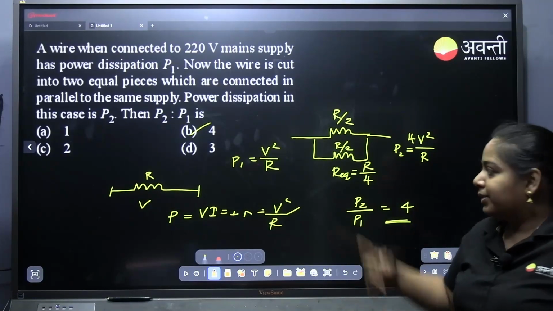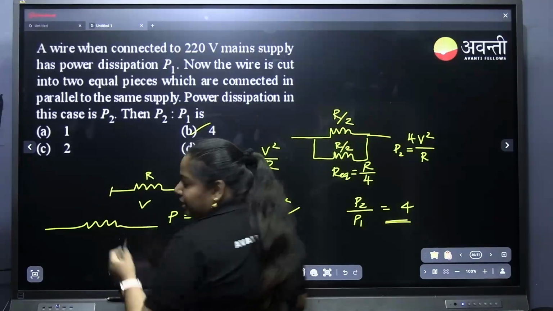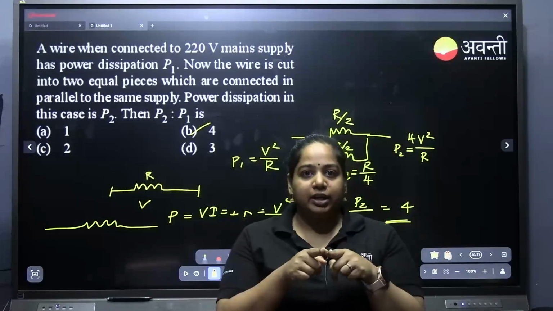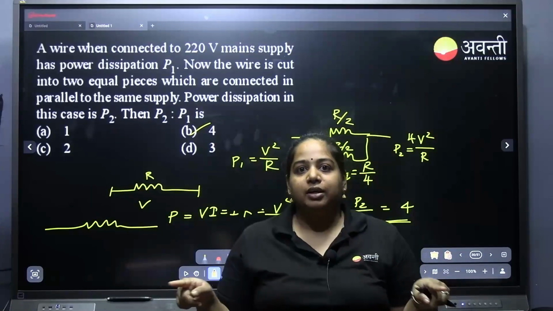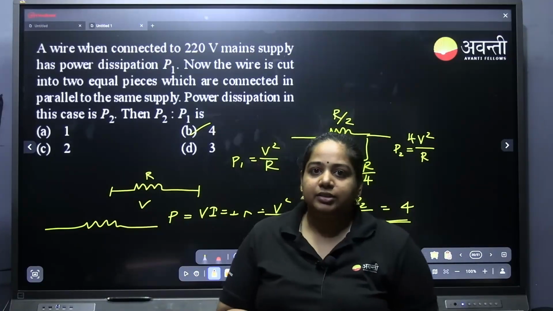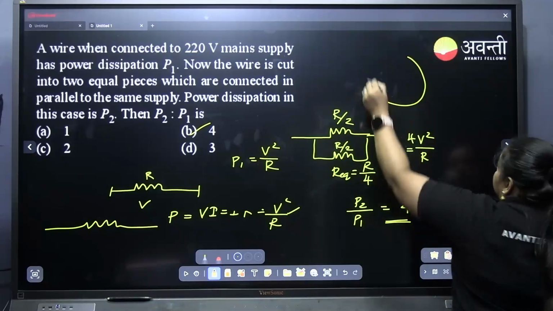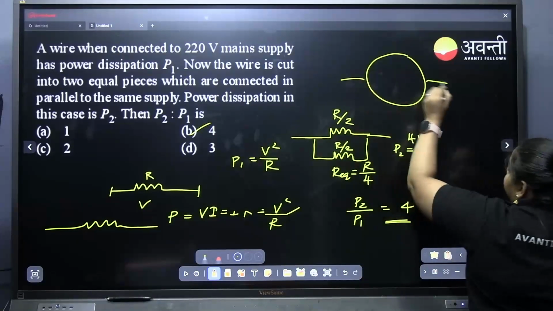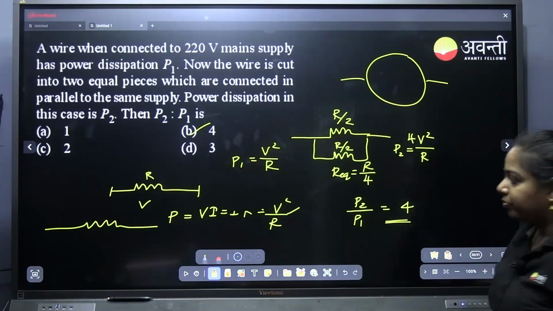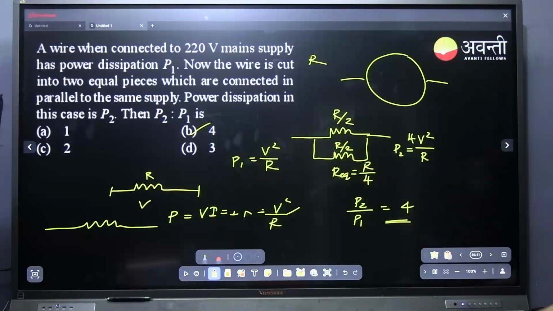Okay, a similar type of question I have seen. One wire is there, we make it into a circle. Then what is the resistance across any diameter? You can try that question also. Okay, one wire is made into a circle. So across any diameter you have to find the equivalent resistance. Okay, the wire is having total R resistance, that you can try.